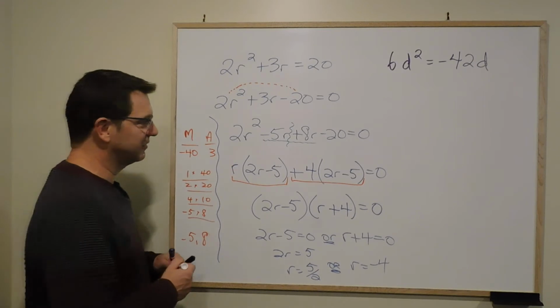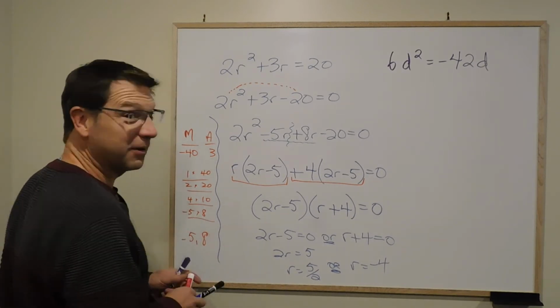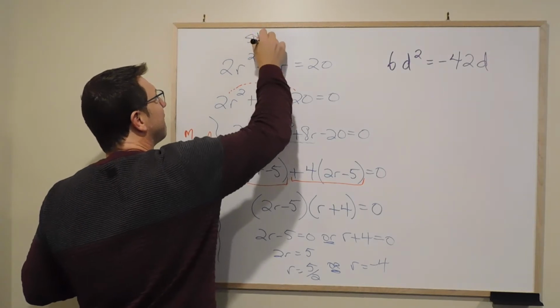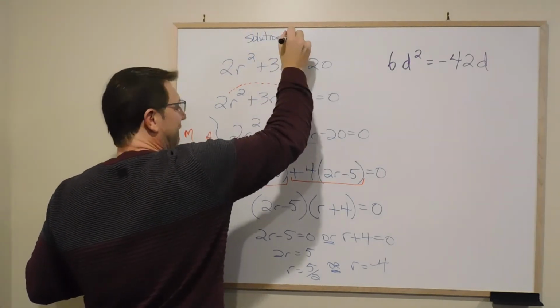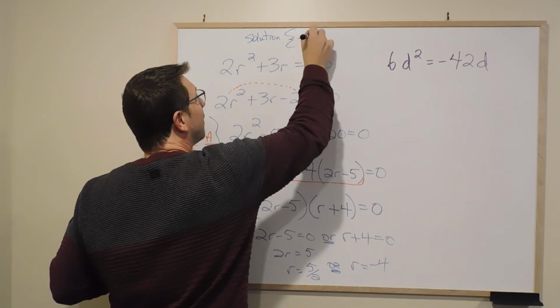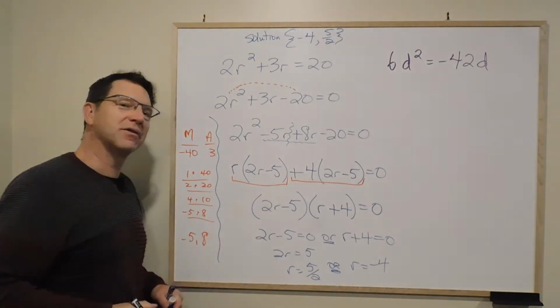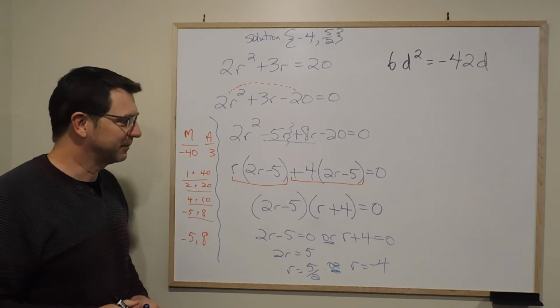So we could say our solution set is negative 4 and 5 over 2. I always like to put the smaller number first and the negative is smaller. Okay.